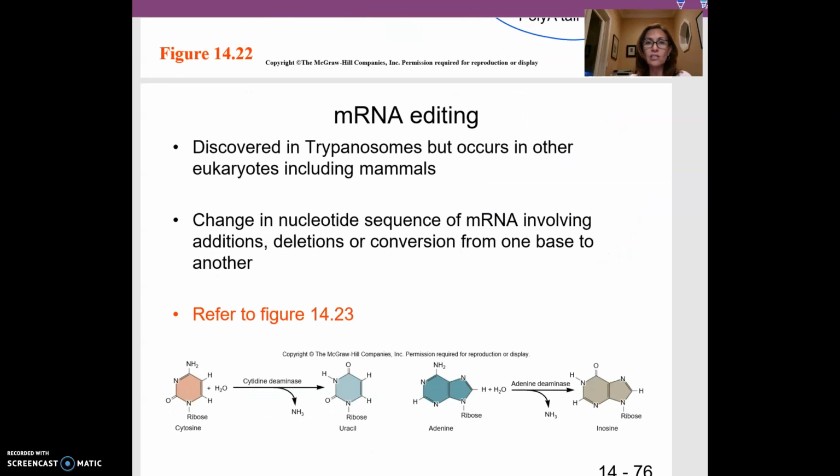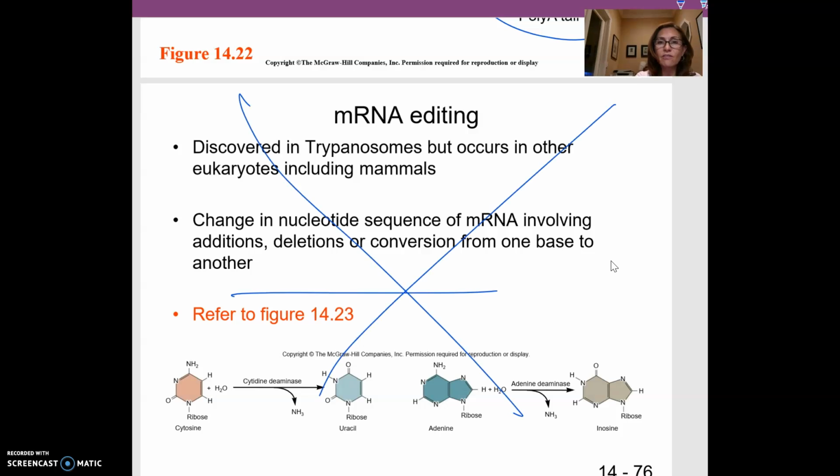So in addition to that, there are other things that can be added to a new strand of RNA. You can basically edit the nucleotides that are there. I'm not going to ask you guys to know about that for the exam, so don't worry about it. I just need you guys to understand the process of transcription: initiation, elongation, termination, and then RNA modification: capping, splicing, and polyadenylation.